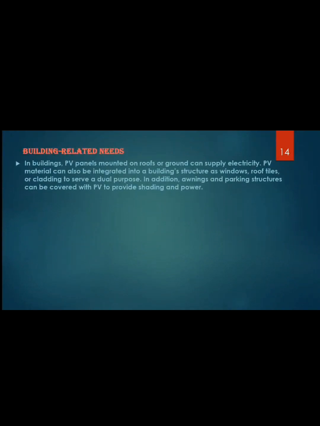Building related needs. In buildings, PV panels mounted on roofs or ground can supply electricity. PV material can also be integrated into building structures as windows, roof tiles or cladding to serve a dual purpose. In addition, parking structures can be covered with PV to provide shading and power.